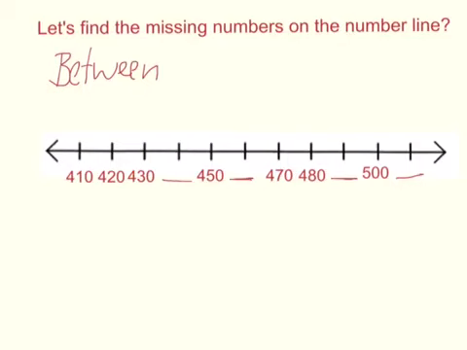Okay, what have we got? It's got to be 400, doesn't it? Okay, and we are counting in 10. So what's 10 more than 30? 40. Okay, so between 430 and 450 is 440. So we've done between. Excellent. Let's do that one again.